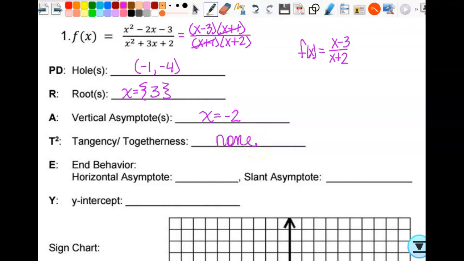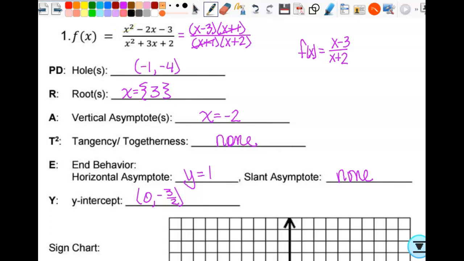Do I have a horizontal asymptote? Yes. It is at y equals 1, which means I do not have a slant asymptote. My y-intercept is when x is 0, so that'll be (0, -3/2). Okay. Everybody good with that? Okie dokie.